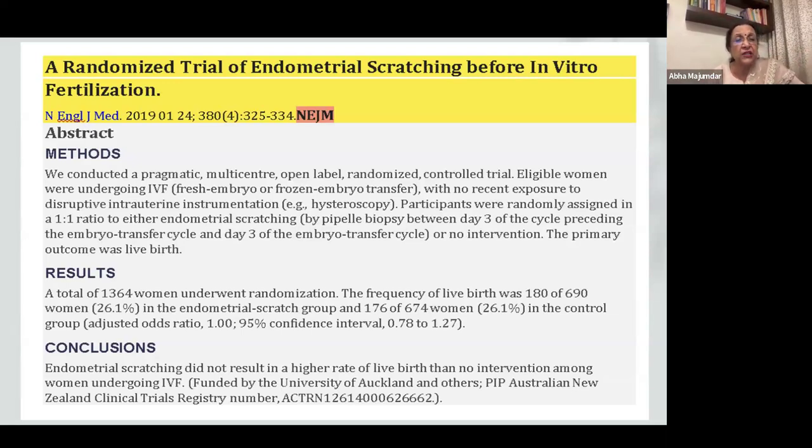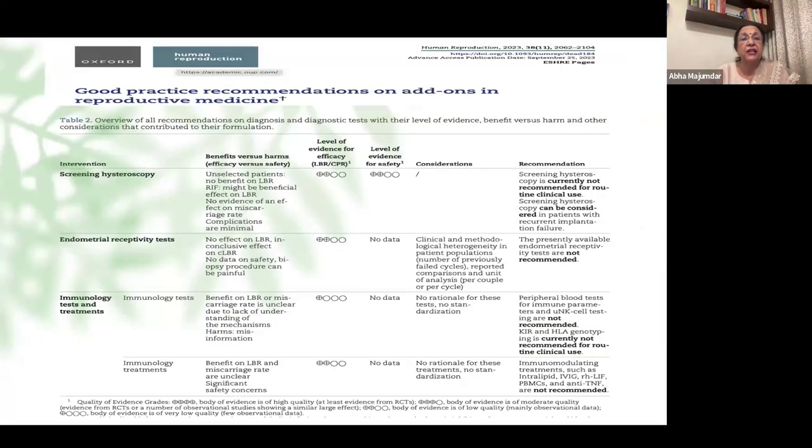And what were the conclusions? Endometrial scratching did not result in a higher rate of live birth than no intervention amongst women undergoing IVF. If you see, it is 26.1 and 26.1 in both the groups, with scratch and without a scratch. This study is from the University of Auckland, and they are really masters in conducting trials. They do very good, very honest trials. So I feel that scratching should not really have an effect.